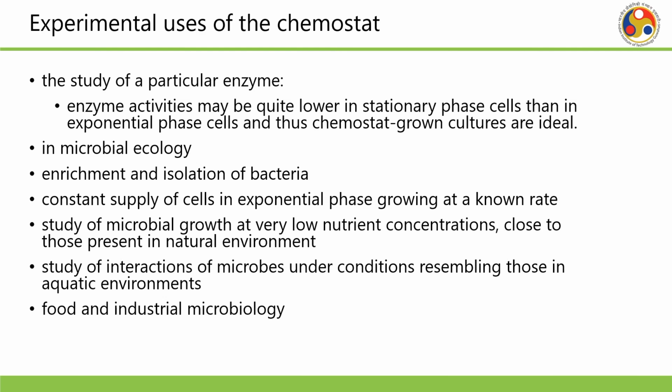Now, what are the various experimental uses of the chemostat? It is used to study particular enzymes, particularly their activity, which may be quite lower in stationary phase cells than in exponential phase cells, and thus chemostat-grown cultures prove as ideal settings.